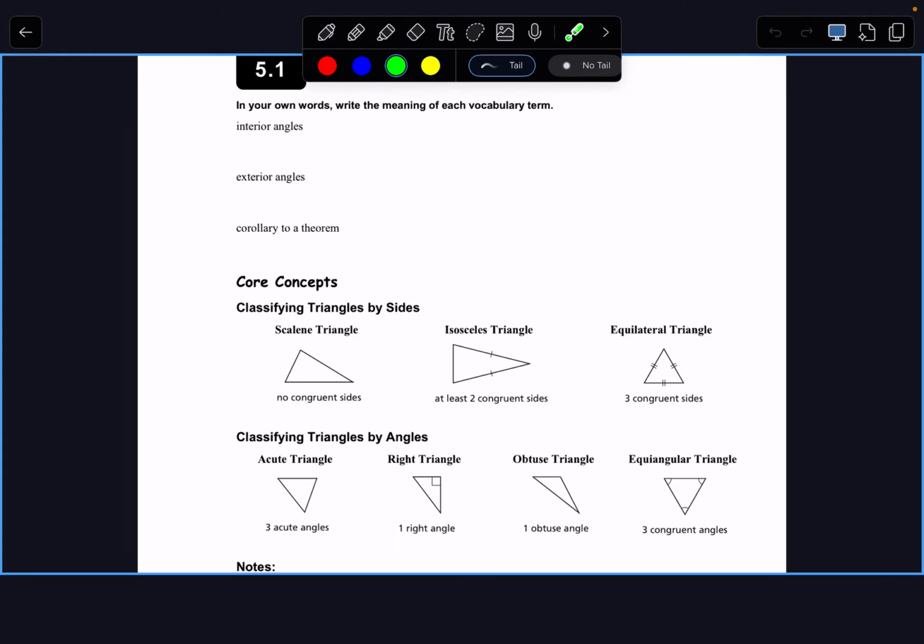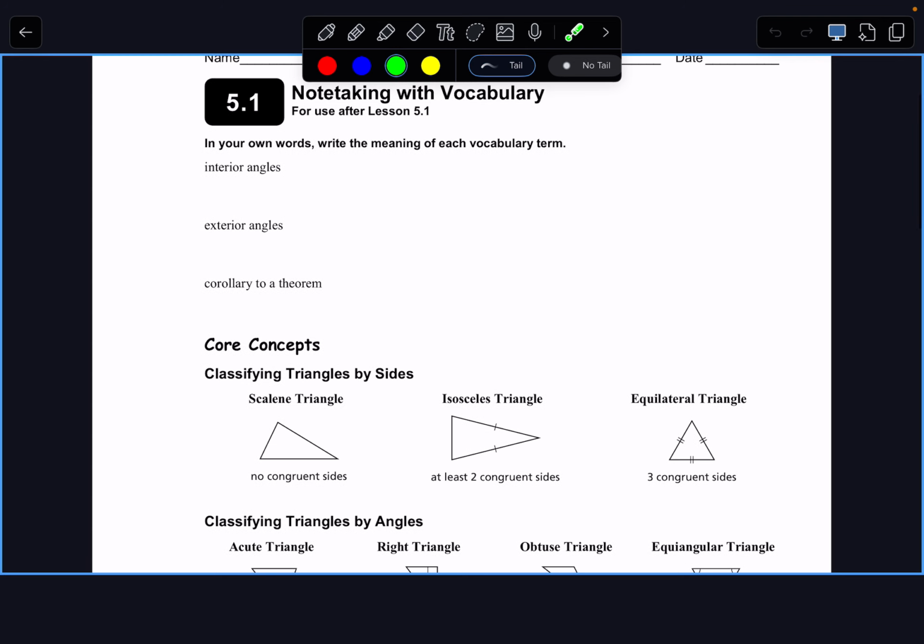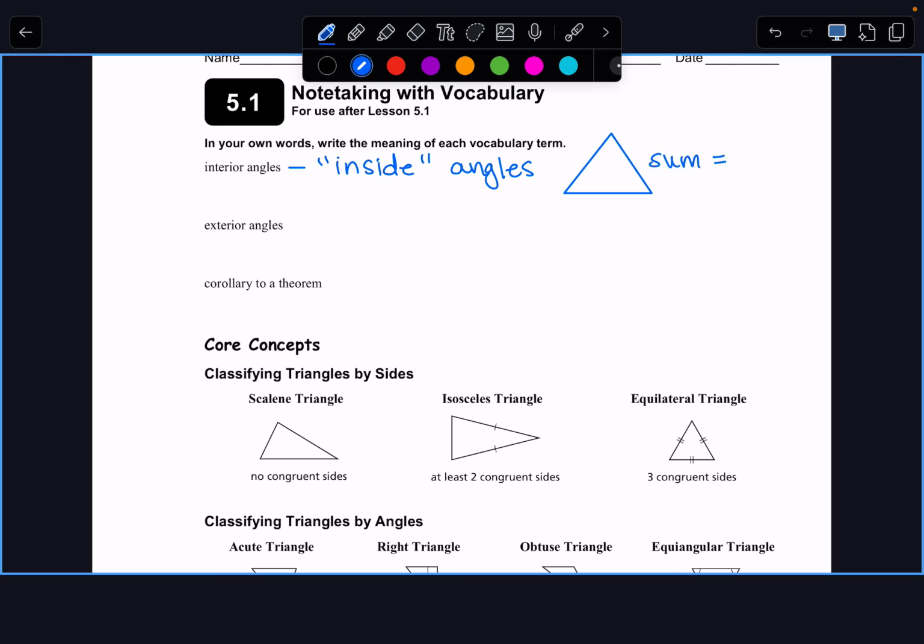The first thing I want to talk about is an interior angle. Interior means what? Inside. So we have the inside angles. And when we have a triangle, what is the sum of the interior angles? 180 degrees. Good. So you know that. Perfect.